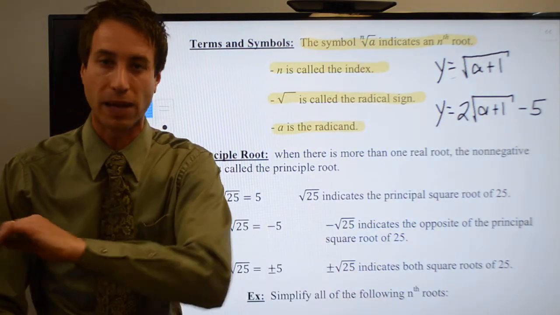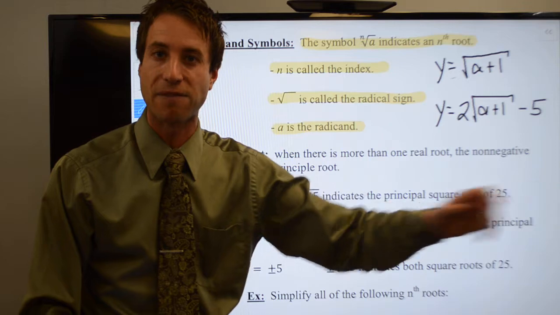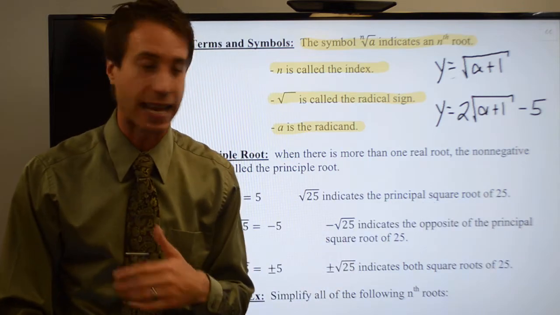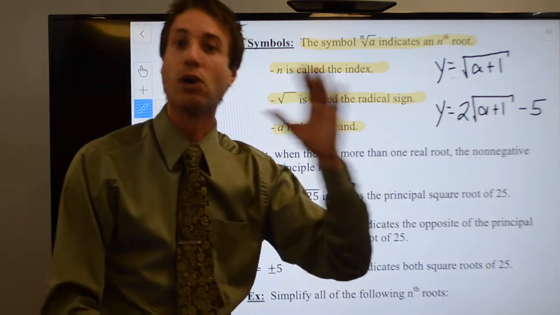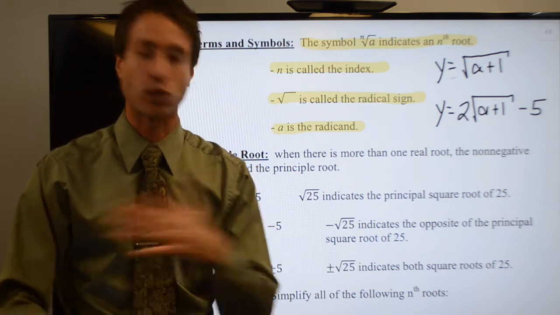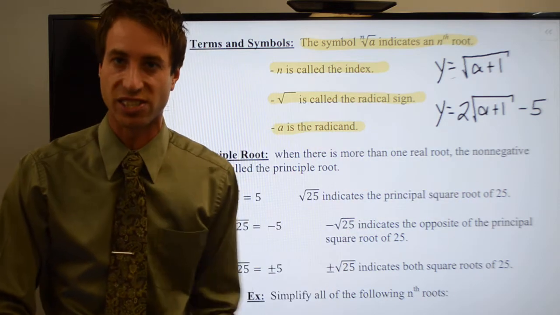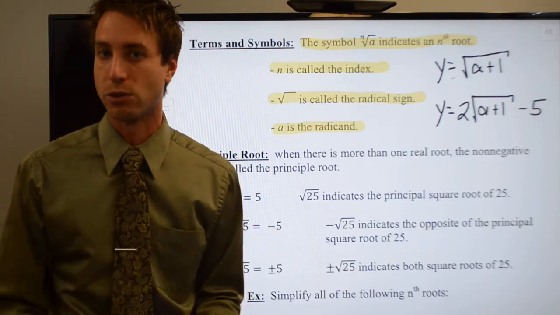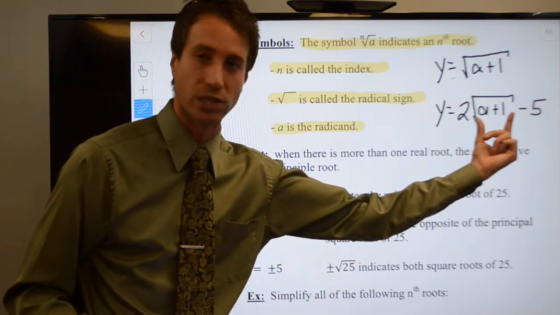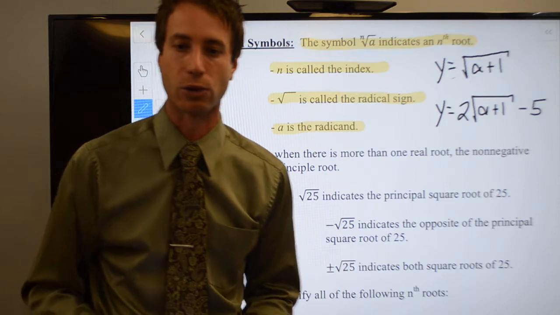The fact that I'm multiplying it by 2 and subtracting 5 doesn't change my radicand, right? What's underneath the radical is your radicand. That's all that matters. Just look at what's underneath the radical symbol. Don't worry about the other stuff. If I'm asking you to do something with the radicand, just find what's underneath the radical symbol.